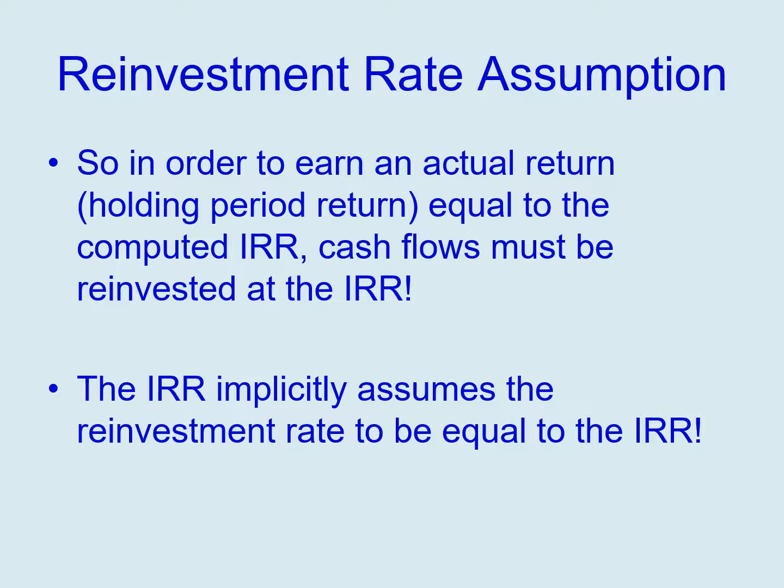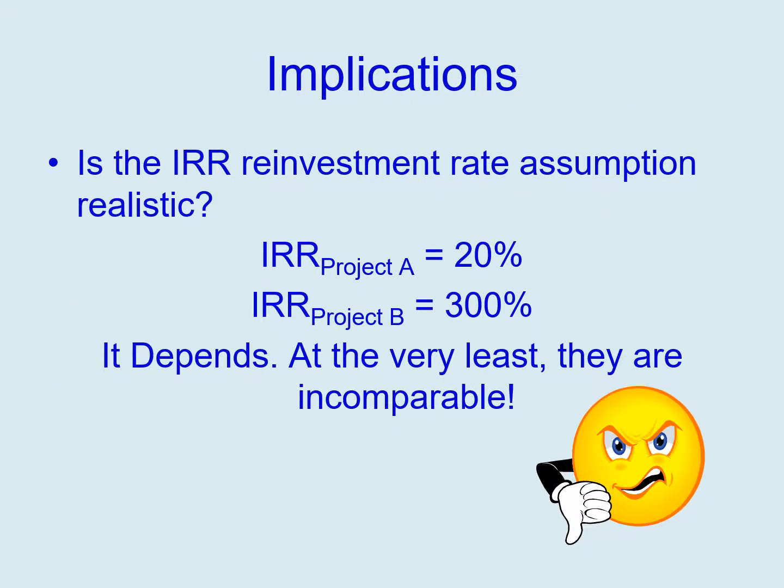We'll go on to the next slide. Okay, so again, like I was saying earlier, let's suppose you have project A that has an IRR of 20% and project B with an IRR of 300%. You may think a 300% IRR never occurs. That's not true. I've seen many projects with very, very high internal rates of return like that. They tend to be large risk projects, but yeah, we have them.